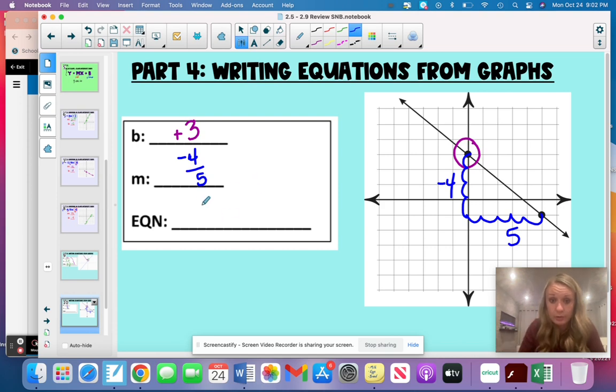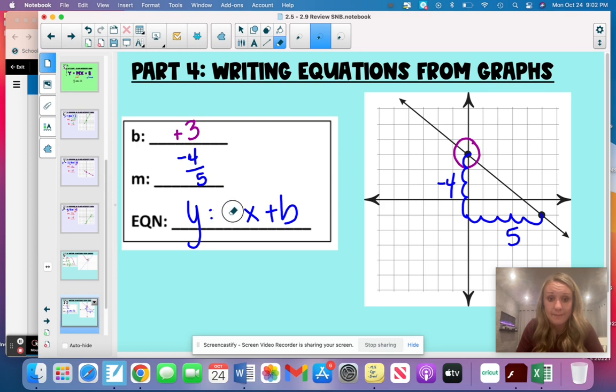Well, let's put it in our whole equation here. And I'm going to show you what to do if you ever forget how to write that. So I've got y equals mx plus b. Let's erase the m and put in the slope that we have. So I know that that's -4 over 5.